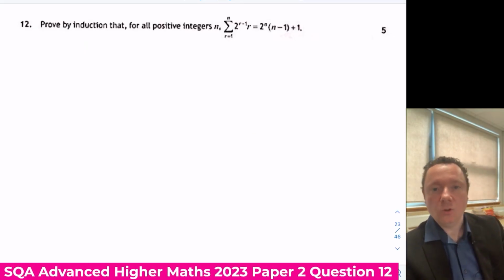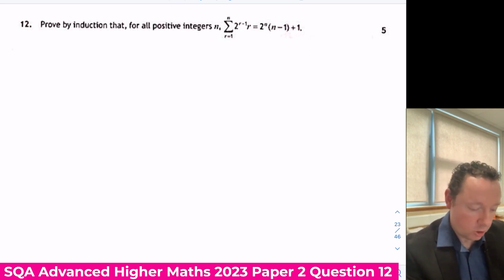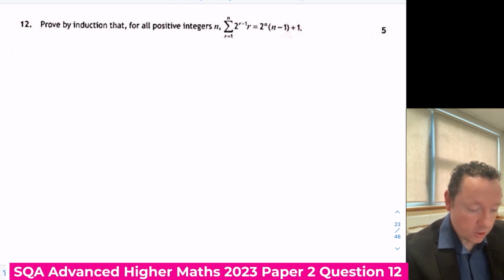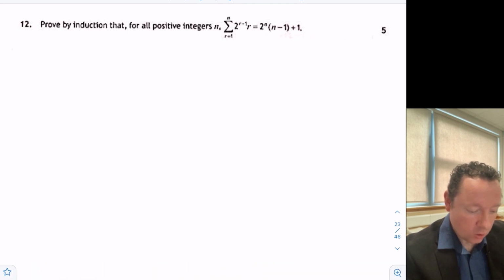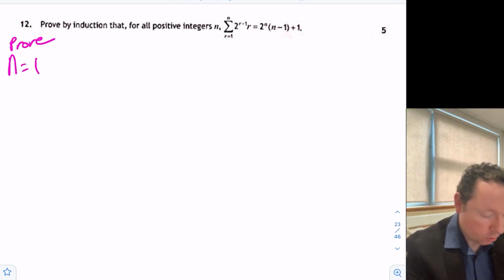Let's go to Advanced Maths 2023, Paper 2, Question 12. Prove by induction that for all positive integers n, the sum from r equals 1 to n of 2 to the r minus 1 times r is 2 to the n minus 1, plus 1. So let's prove it for n equal to 1. And then we'll do it for k, and then k plus 1 should follow.